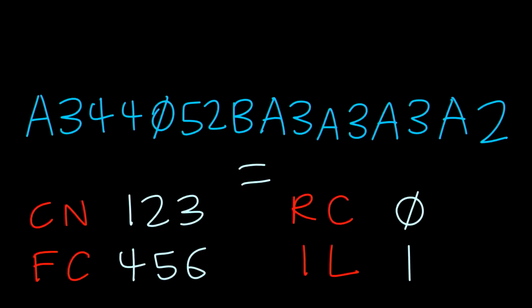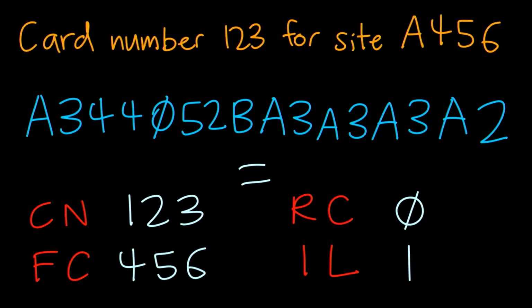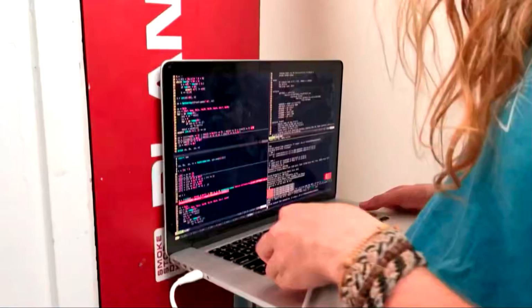So we have the card number. This is the actual data, and I'm very sorry, facility 456, region code 0, but user 123 now has their card data there. So card number 123, facility code 456, region code 0, which is usually written as A, and issue level 1. So this is card number 123 for site A456. That's how you might see it in the consoles.